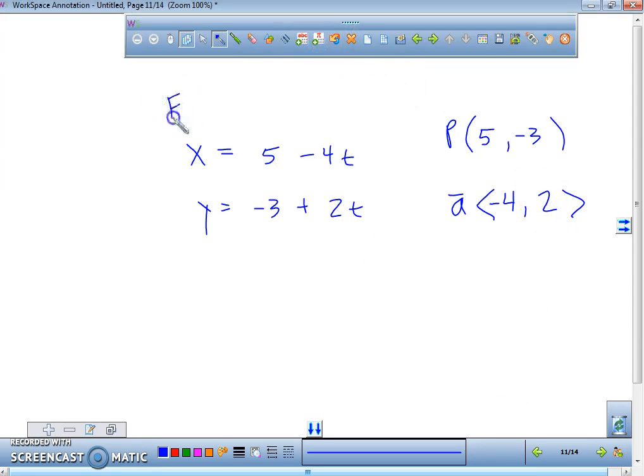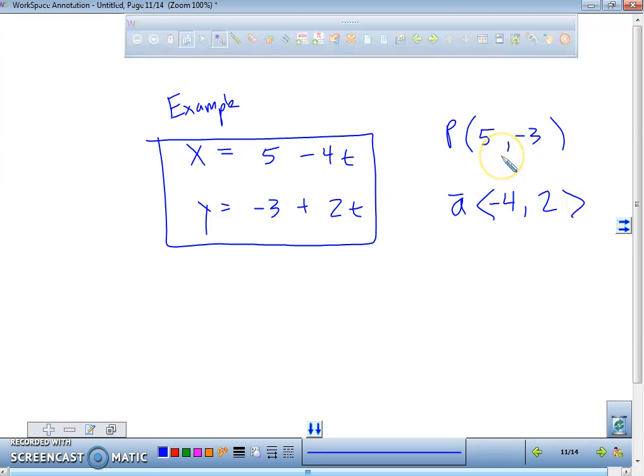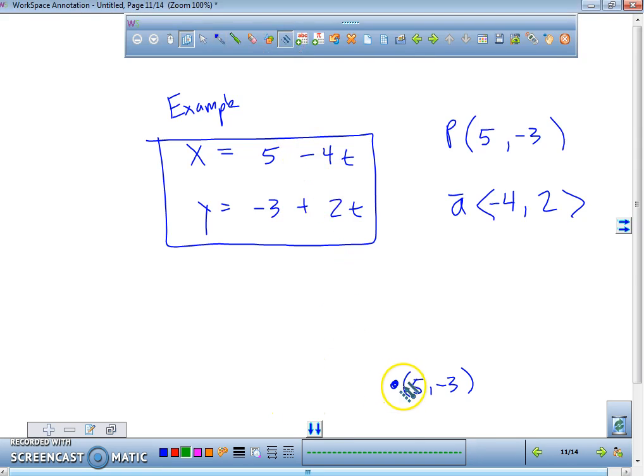This is just an example. This is not your problem. But if you saw a parametric equation that looked like this, you would know where it started, and you would know how much it would go to the left and how much it would go up. So let's say this point right here is at a 5, negative 3. What's it going to do? It's going to go which direction? It's going to go 4 to the left, and it's going to go up 2. So what it's going to look like is this right here.